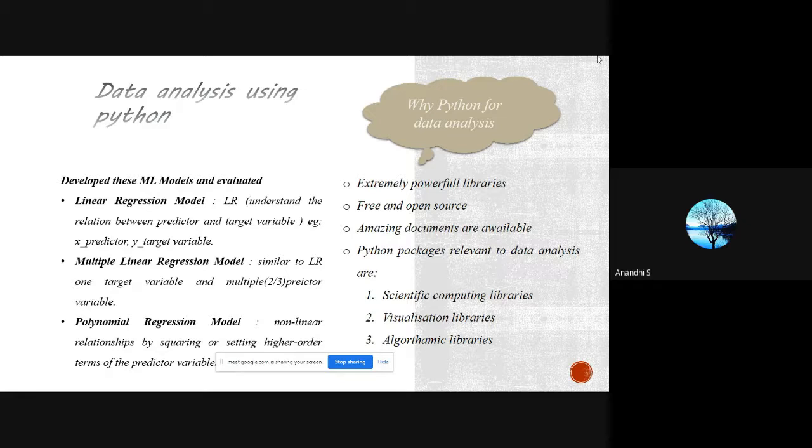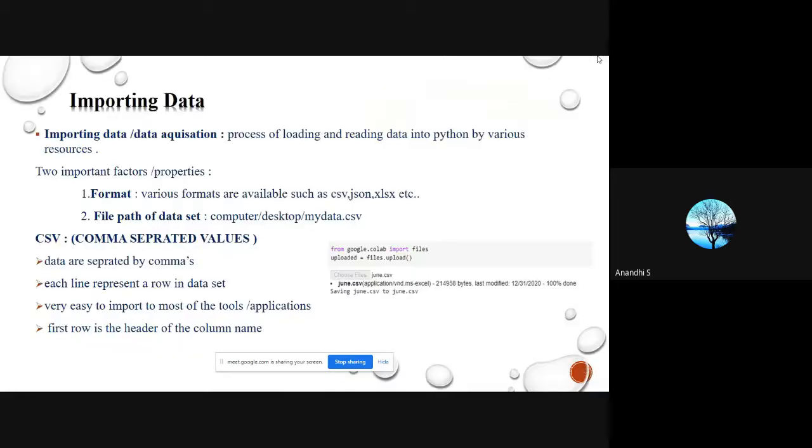Polynomial regression is nothing but we can fix higher order terms for the predictor variable, and we can fit better than linear regression. That's the concept of polynomial regression.